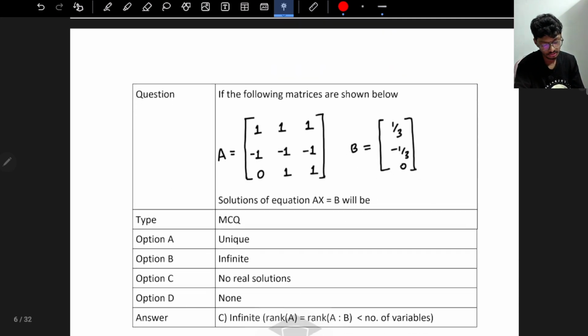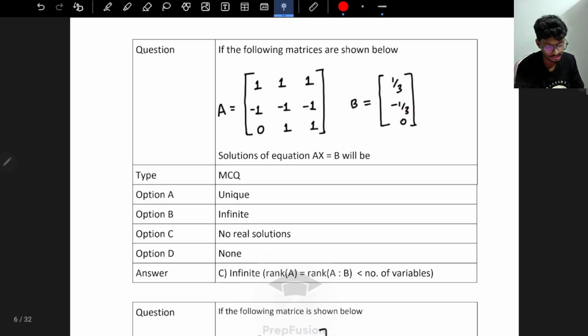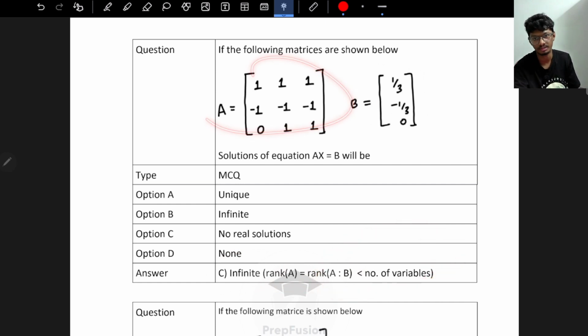Let's come to the matrix question. Again, this is a very simple question. Here I can see that the first row and second row are just of opposite signs. Here also the first row and second row are of opposite sign. So what will be the type of the solutions? Here I will get infinite solutions. Why? Because rank of A will be equal to rank of the augmented matrix AB, and both are less than the total number of variables, that is 3. Rank is 2 here, so that's why it will be infinite solutions.